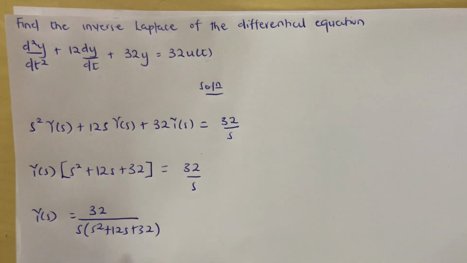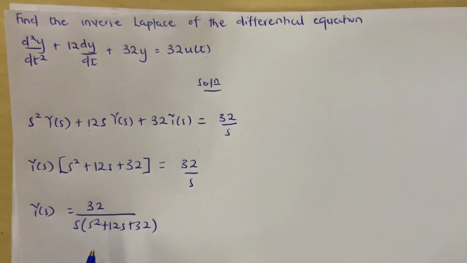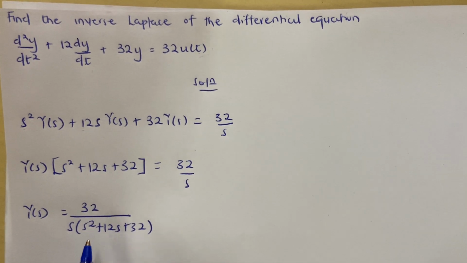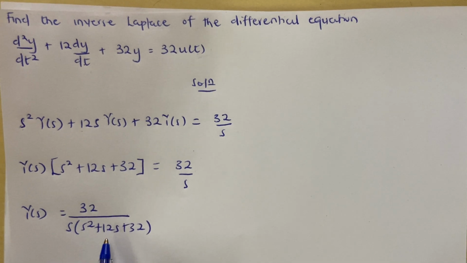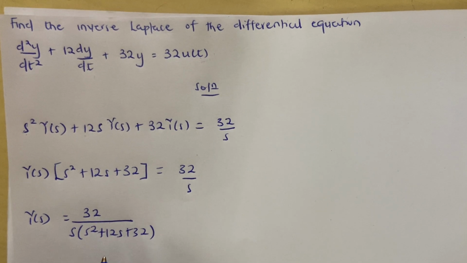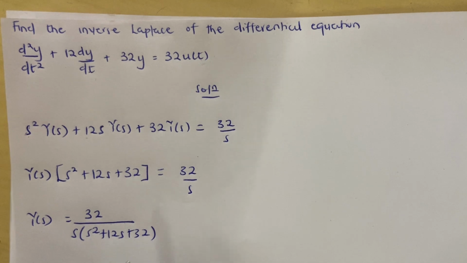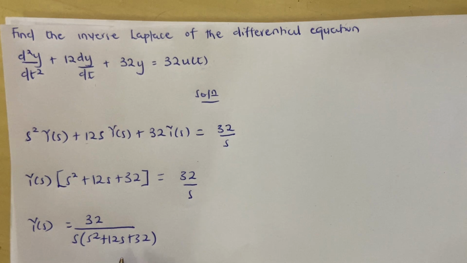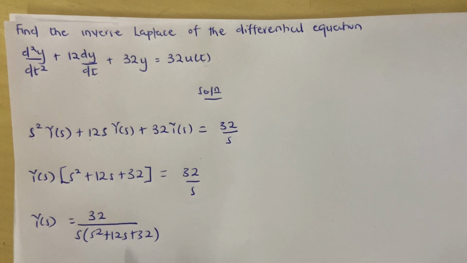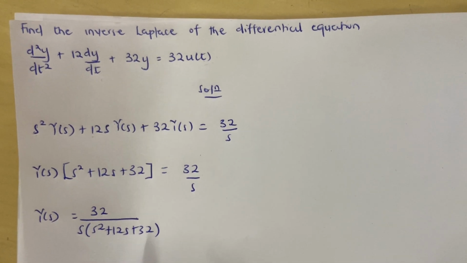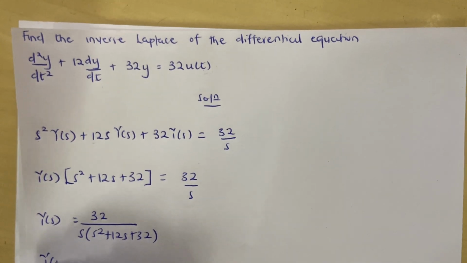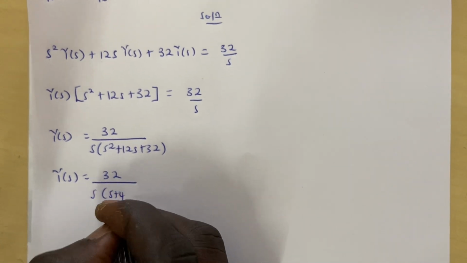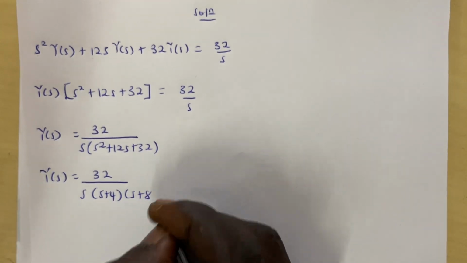Now, since we are done finding our function, we have to find the inverse Laplace of this function. In order to do that, we have to use partial fractions to break this down so that we get an easier form of the inverse Laplace, and changing it won't be a problem. So we can punch this into our calculators to get the roots, and our roots give us s plus 4 and s plus 8. So we can say that Y of s is equal to 32 over s into bracket s plus 4 and into bracket s plus 8, right?